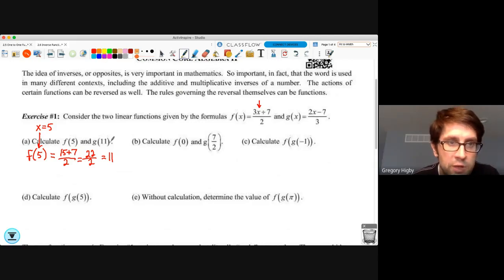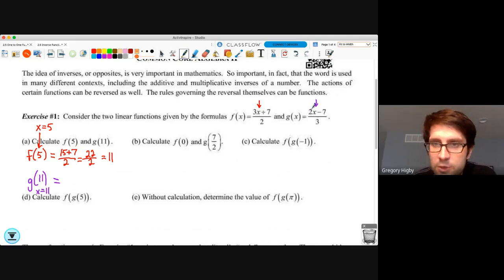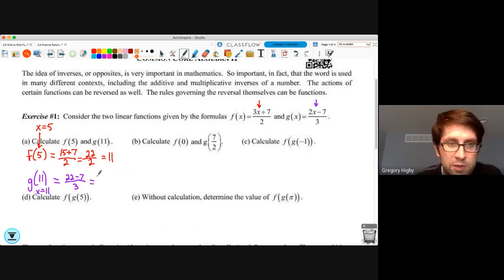And before doing anything else, I'm just going to follow the directions and find g of 11. So as a reminder, this is saying that x equals 11 for the g function. So as I do that problem, again, I'm going to do some of this in my head. 2 times 11 is 22. Again, you might notice that some numbers are popping up, 22, 22. 22 minus 7 is 15. Divided by 3 gives me 5.